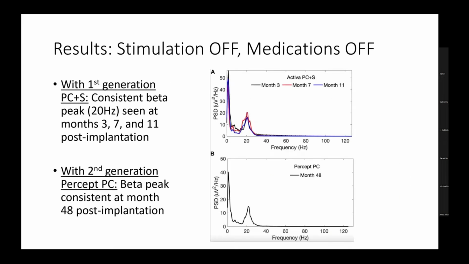Jumping into results, this data is shown with stimulation off and in the medication off state, essentially the natural disease state. We can see this very strong beta peak at around 20 hertz. That's consistent at months 3, 7, and 11 with the first generation PC+S. And at 48 months post original implantation, with now the Percept device, we can see that same beta band peak at 20 hertz. This data shows not only that this beta band peak is consistent over time, but that it is also consistently sensed with both generations of devices.